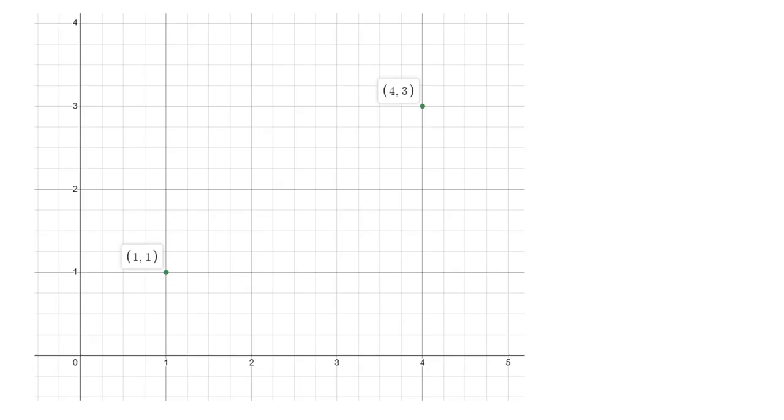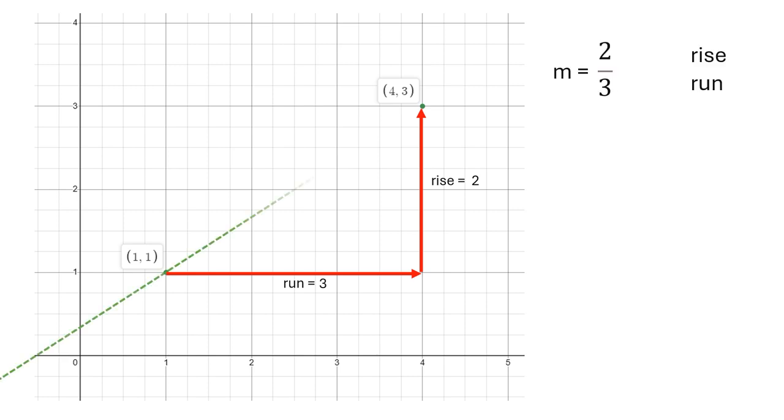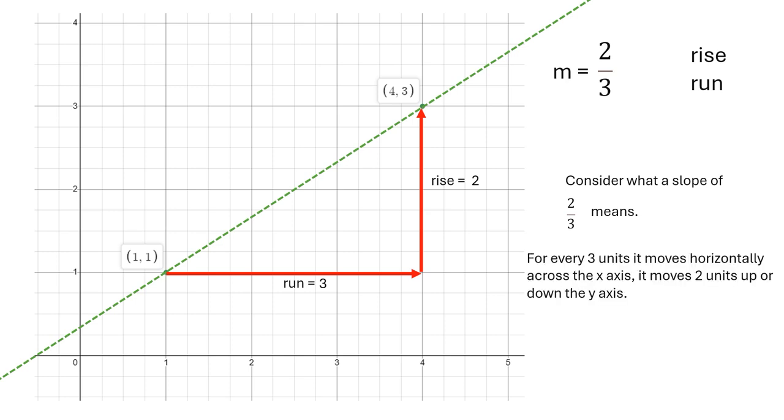Now let's look at some examples that involve numeric values for our rise and run. In this example, we have a run of 3 units, followed by a rise of 2 units. Given that the slope is measured as rise over run, we can say that our slope is equal to 2/3. Now consider what this means. For every 3 units we move along the x-axis, we move 2 units along the y-axis. In this case, up.